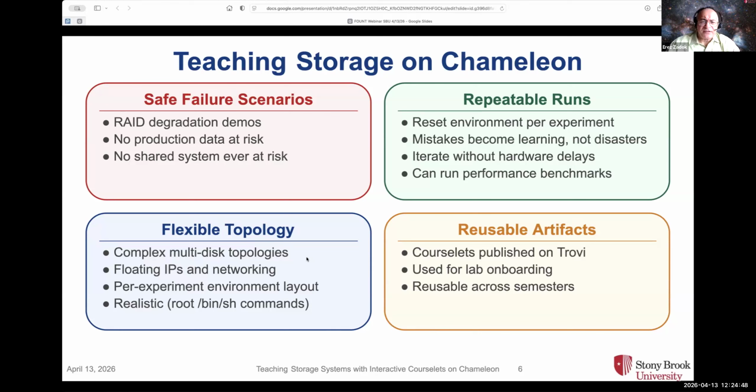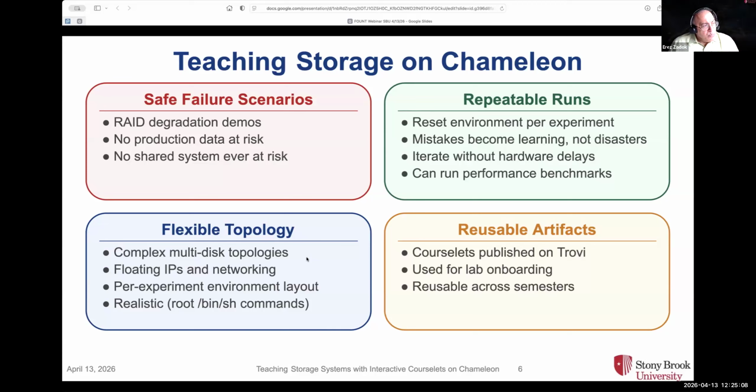The topology is fairly flexible because we can set up as many disks as we want. All the other infrastructure, like IP addresses and networking in the operating system, all this stuff is taken care of for us. We can set up environments that are suitable per experiment.